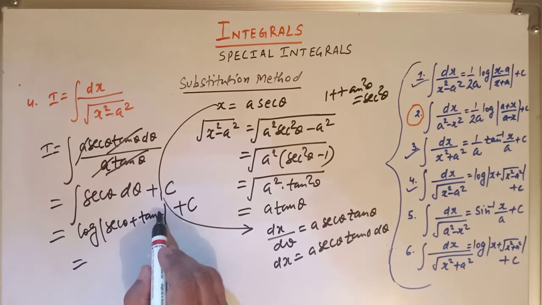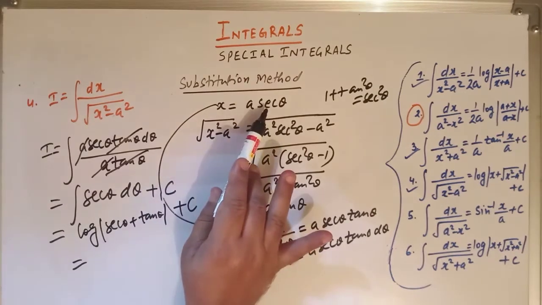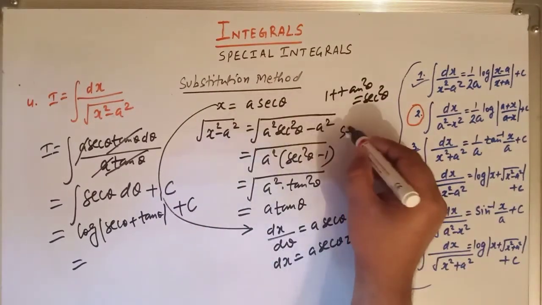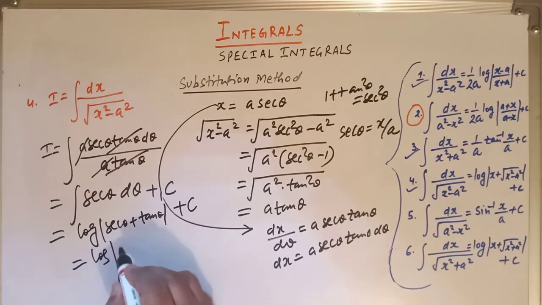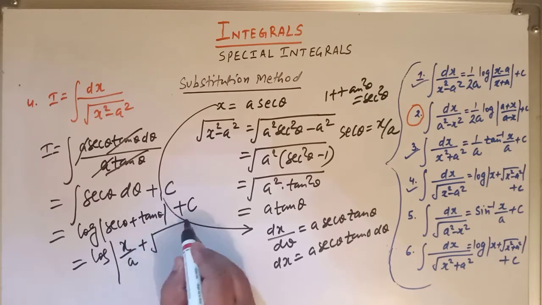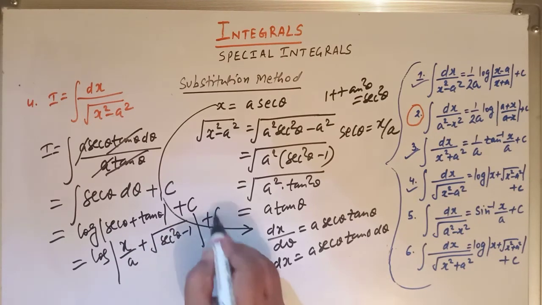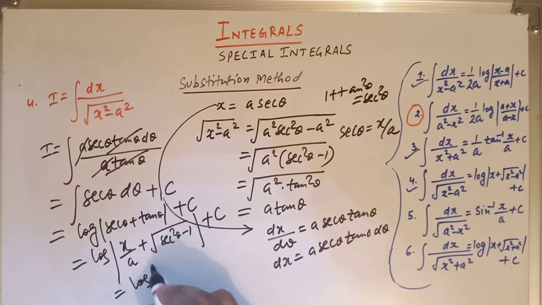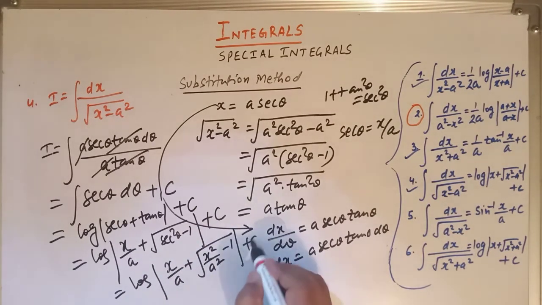Now our aim is to express theta in terms of x. So from here we see that the value of sec theta is x divided by a. So we have log of x divided by a plus the value of tan theta, which can be written as square root of sec square theta minus 1, plus c. That is log of x divided by a plus square root of x square divided by a square minus 1, plus c.